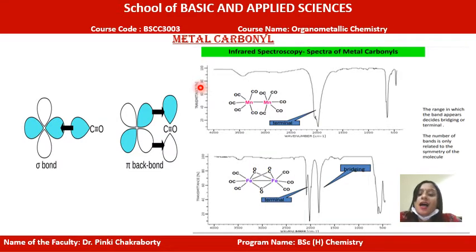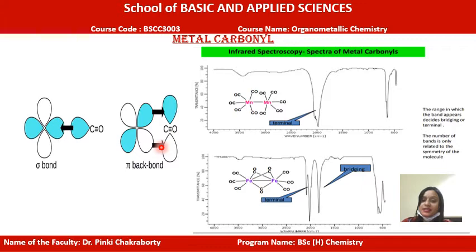Next is the role of IR spectroscopy in carbonyl compounds. First of all, we need to understand how bonding takes place in metal carbonyls. When we talk of metal carbonyls, there are two major types of bond. One is the sigma bond, which is the general bond between a metal and a ligand, that is, the ligand donates its sigma electrons to the metal d orbitals. But the second type, also known as synergistic bonding, is equally important.